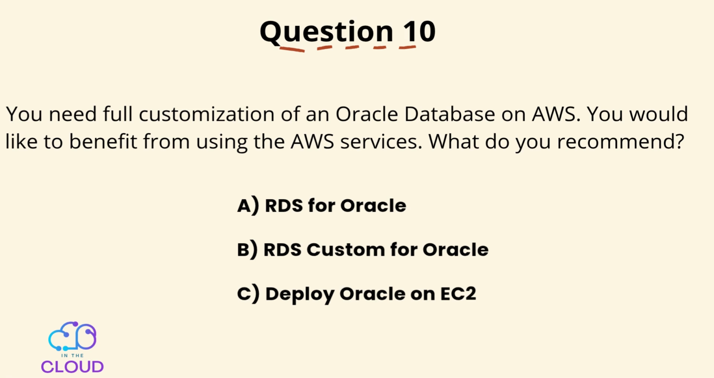As using RDS presents way more advantages than deploying our database on EC2, here we will use an RDS database. Now, as we need full customization of the database, it's better to use RDS Custom as it combines automation of Amazon RDS with the ability to access and customize the database environment to meet specific requirements. Thus, we recommend B to customize an Oracle database on AWS.